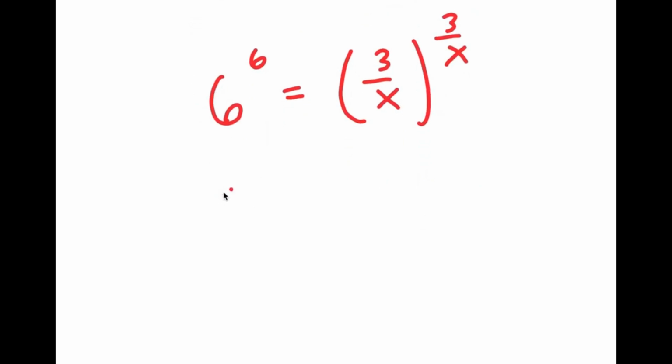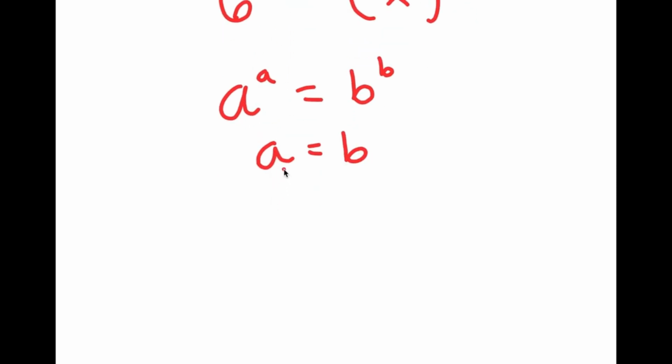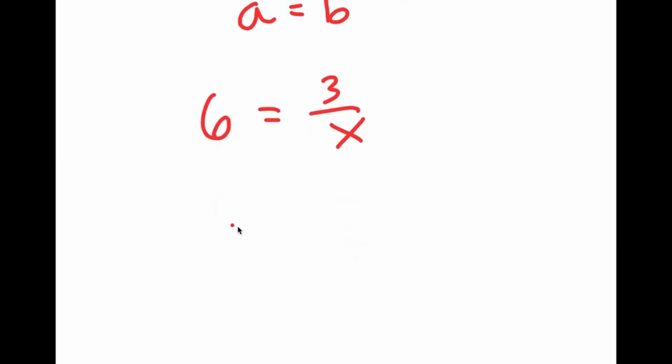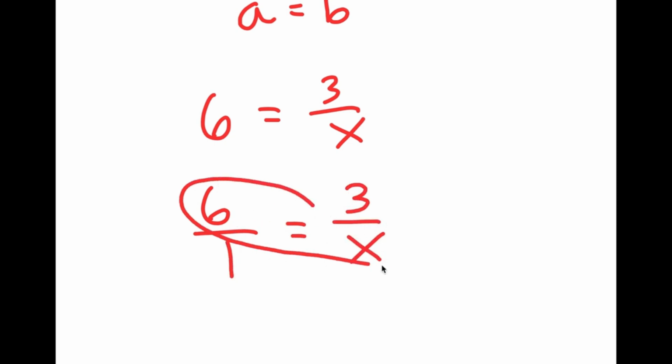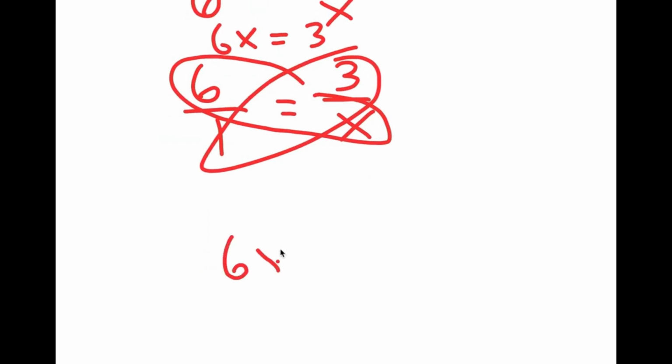And if I have something in the form a to the power of a is equal to b to the power of b, this means that a is equal to b. So in this case, 6 is going to equal 3 over x. And I can solve this by using proportions. So 6 is the same thing as 6 over 1. So I get 6 over 1 is equal to 3 over x. And now I can cross multiply. 6 times x is 6x, and 1 times 3 is 3. So I get 6x equals 3.